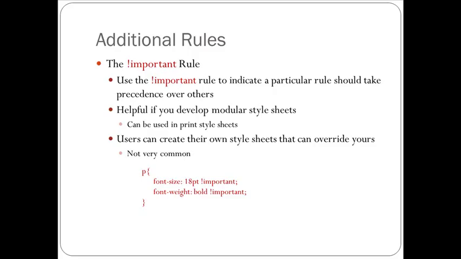And lastly is the exclamation point important rule. Use this wisely, but you could use the exclamation point important rule to indicate a particular rule should take precedence over others. It's helpful if you want to develop modular style sheets. The reason there would be that you might have something in a current style sheet, and want to make sure that it applies even if it's duplicated in one of the imported ones. So you use the exclamation point important then to make sure that that one overrides any others.